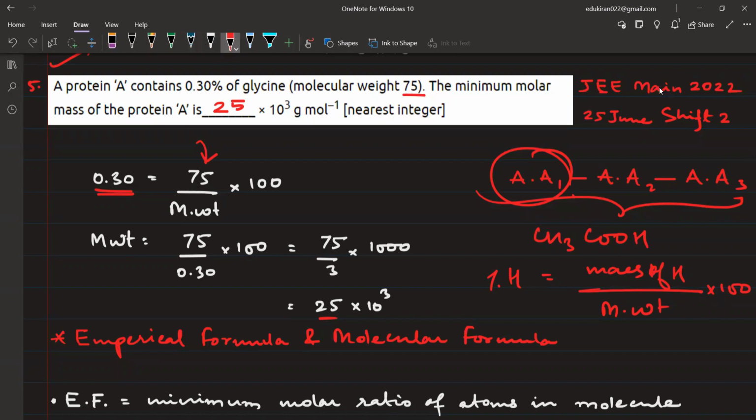So please write 0.375 upon molecular weight into 100. So molecular weight of the big macromolecule will be equal to 75 upon 0.30 into 100.